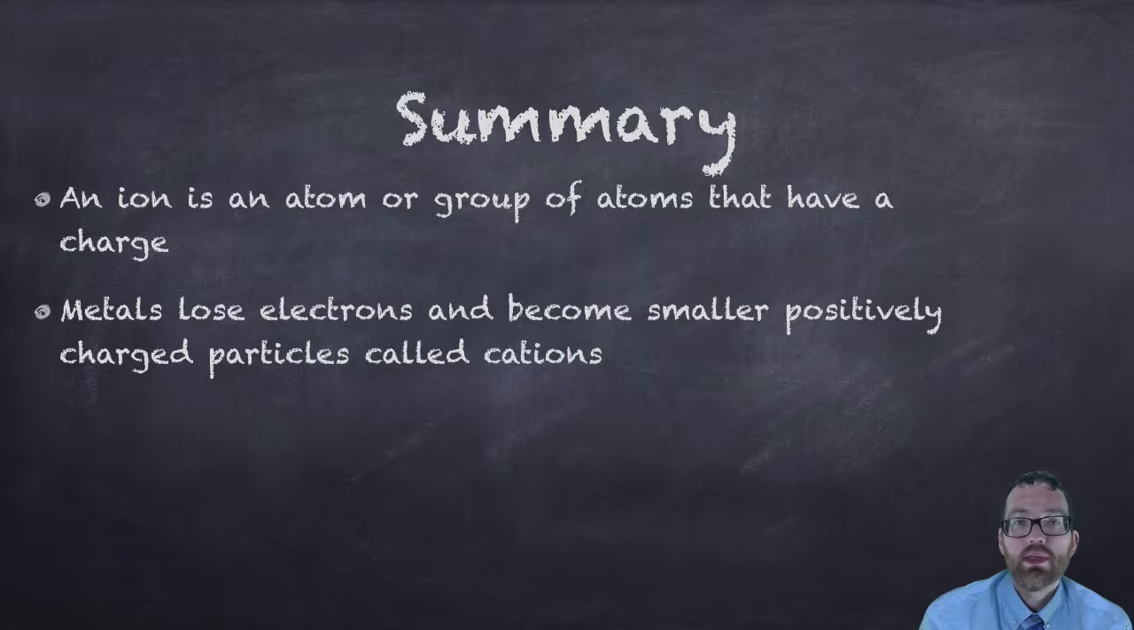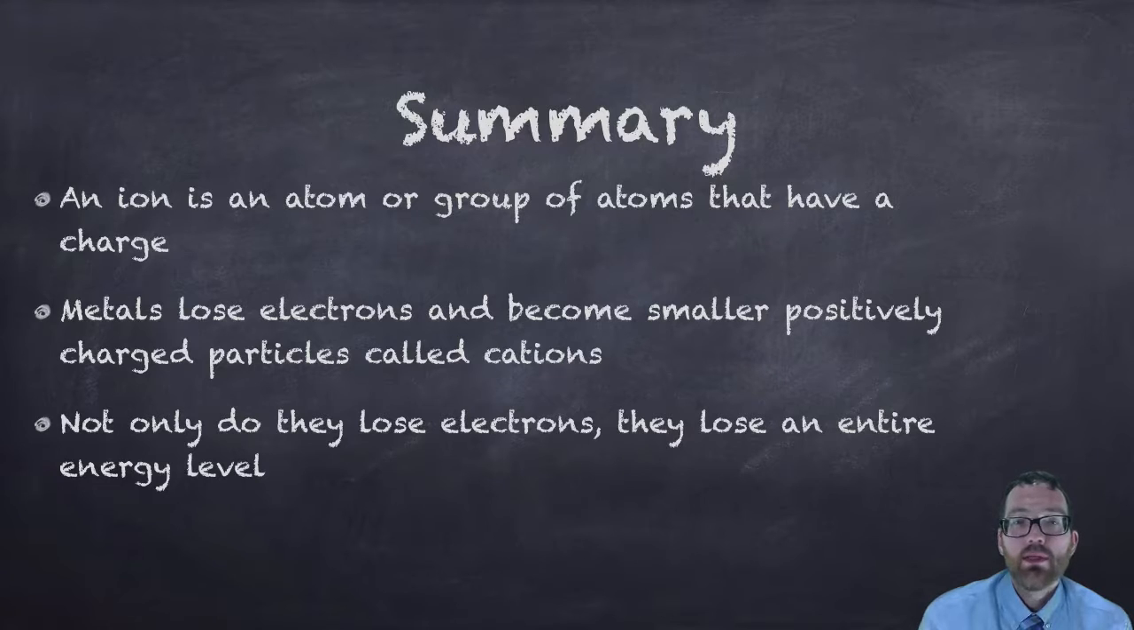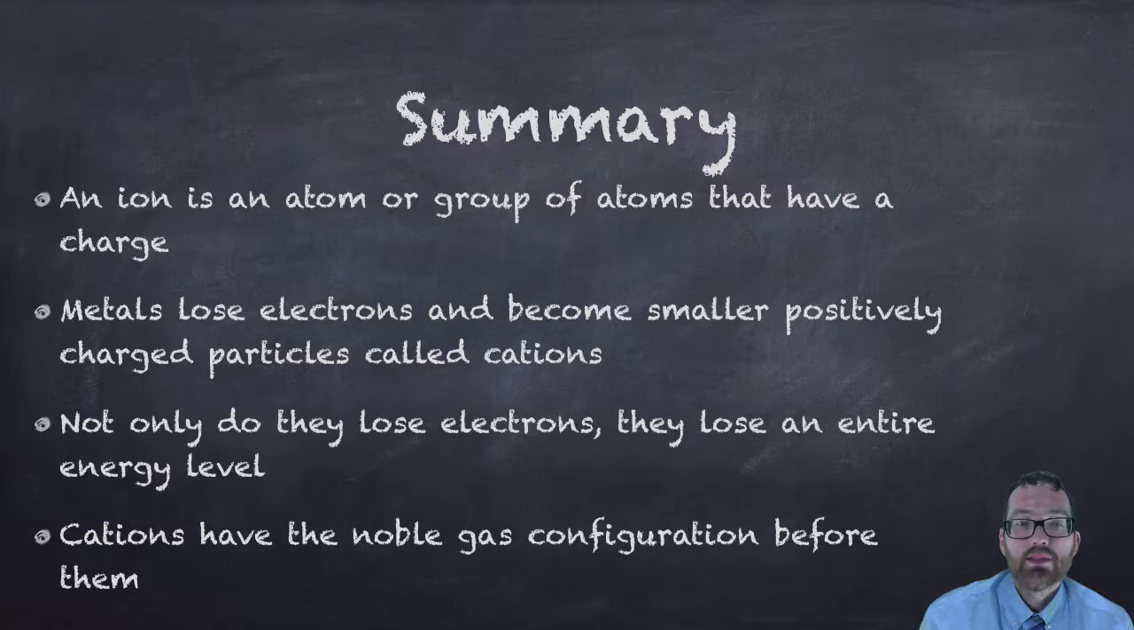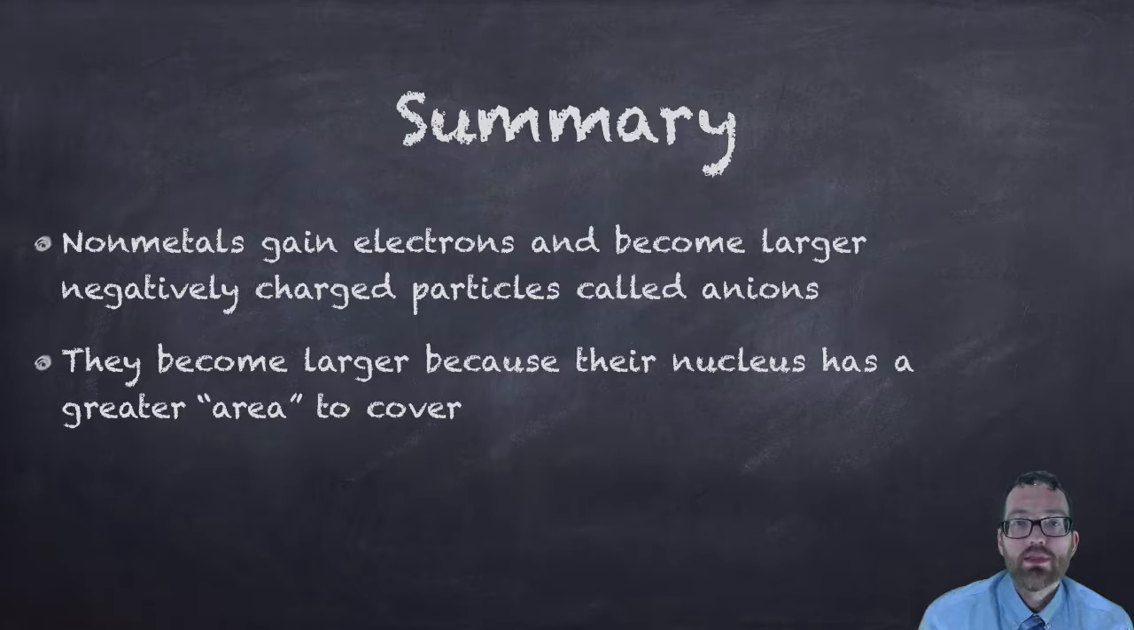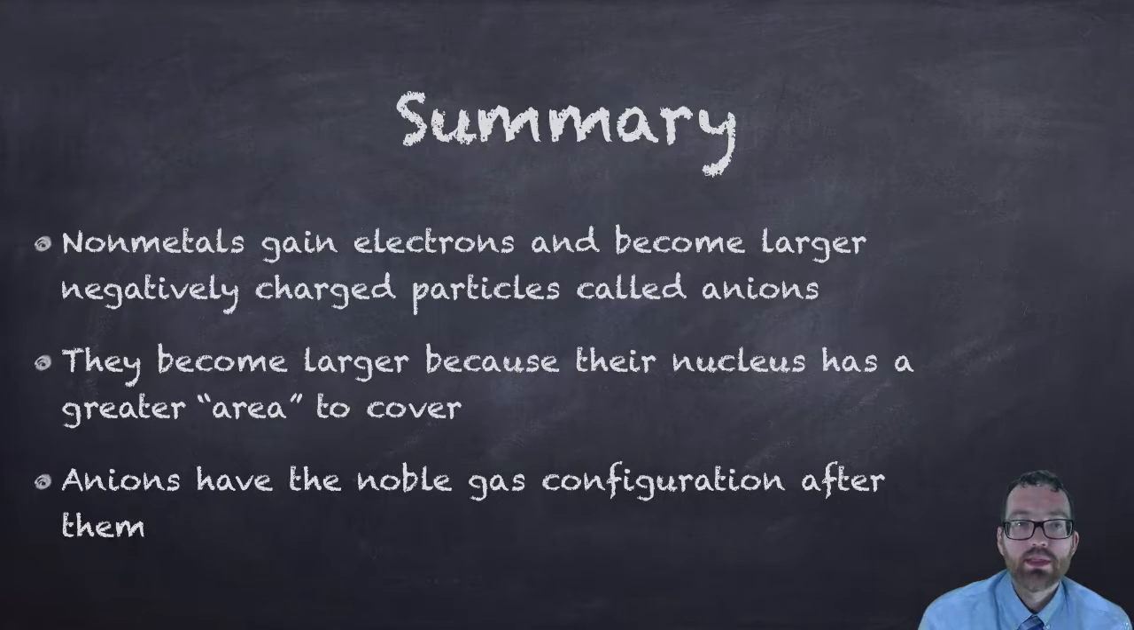So in summary here, an ion is an atom or a group of atoms that have a charge. Metals lose electrons and become smaller positively charged particles, which we call cations. Not only do they lose electrons, but they lose an entire energy level, so they get smaller. Cations, when they lose electrons, always achieve a noble gas configuration that comes before them on the table. Nonmetals gain electrons and become larger negatively charged particles called anions. They become larger because their nucleus has a greater area to cover and those electrons migrate a little bit further away from the nucleus. Remember, anions, when they gain electrons, are going to gain as many as they need to achieve the noble gas configuration that comes after them.